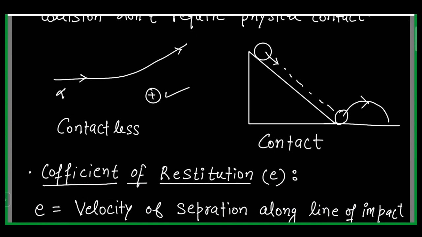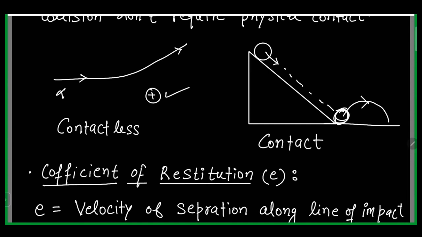Why does the alpha particle scatter? Because of the force between the nucleus and the alpha particle. This phenomenon can also be considered as collision. Collision does not necessarily mean that it should have a physical contact. It can also be contactless. Okay, but as we know, the collision can also be a contact collision. So, for example, in this case, a ball is sliding down the inclined plane and it hits the ground. So this hitting the ground is a collision.